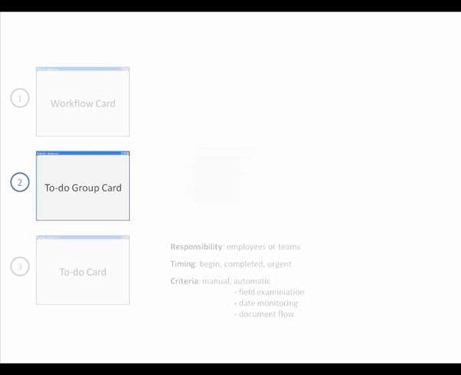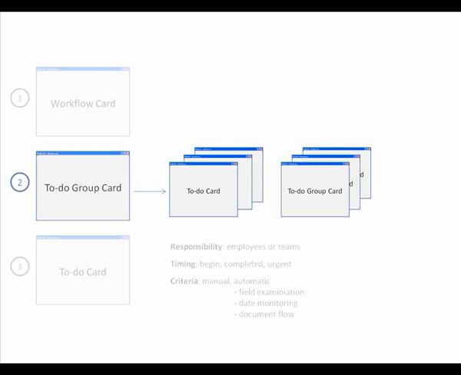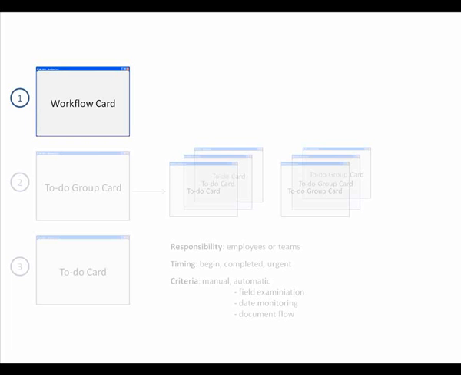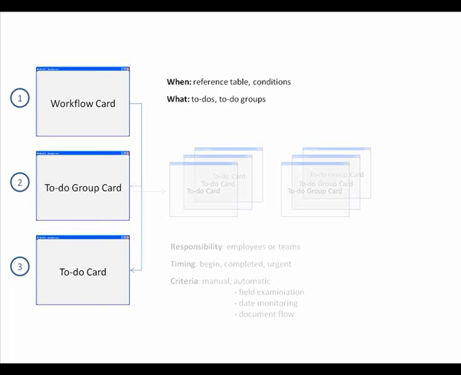A to-do group is simply a group of to-dos or other to-do groups. The to-do group allows you to structure each workflow with different levels and sub-levels as required. The workflow card is where you specify when the workflow will be run by defining the reference table and the conditions, and where you specify what will be run by linking the to-dos or other to-do groups or any combination of the two.